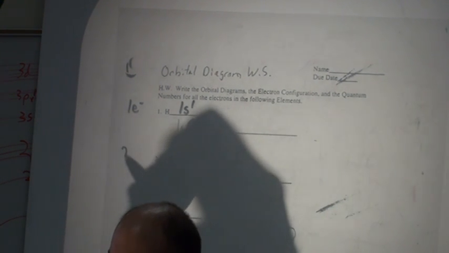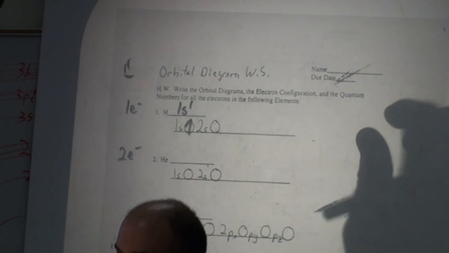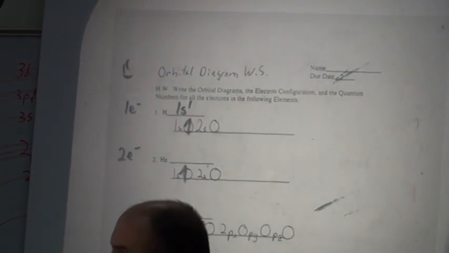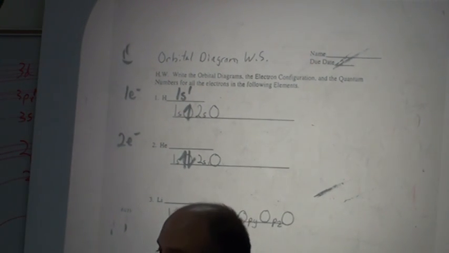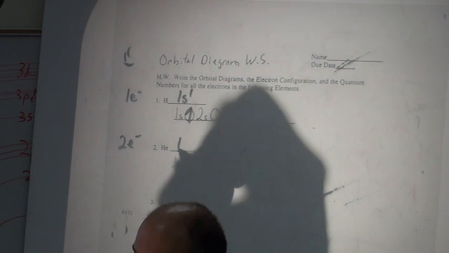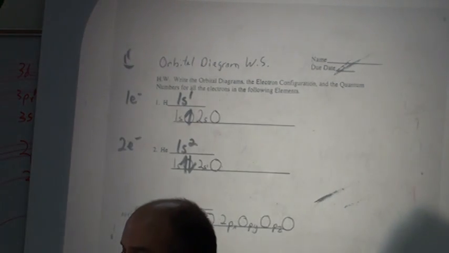So for helium, with 2 electrons, the orbital diagram would be, there's one in the s, and there's a second one in the s, as long as they have opposite spins. And so my electron configuration would be 1s2.